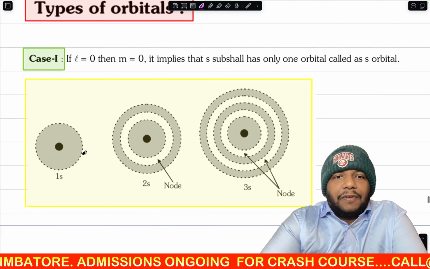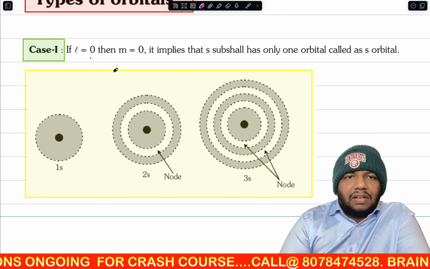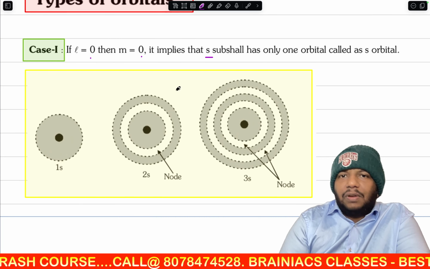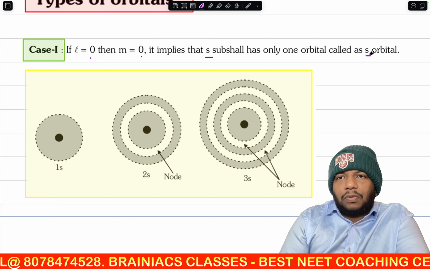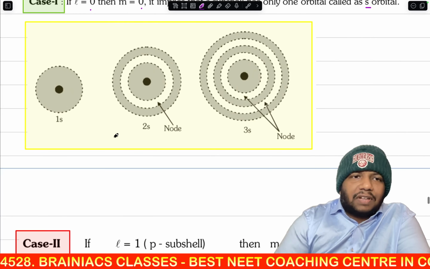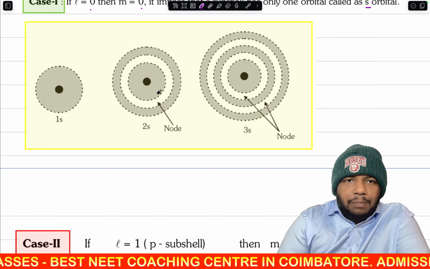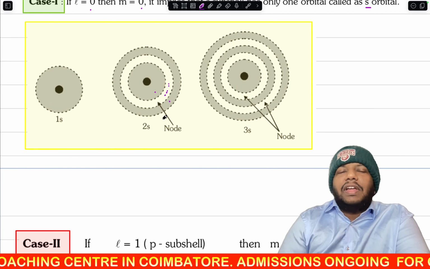Now we see the different types of orbitals. This is for you to understand. We know that if L is equal to 0, then M is equal to 0. That means it is the s subshell, so only one orbital, the s orbital, is possible. Different types of s orbitals are shown here. This is the 1s orbital. When you have the 2s orbital, between the 1s and 2s you can see empty spaces present. That is called a node.